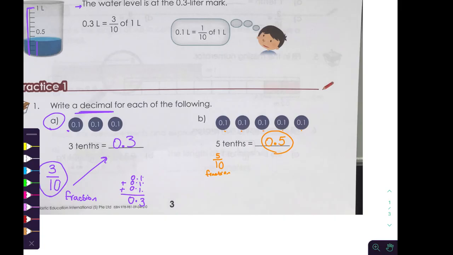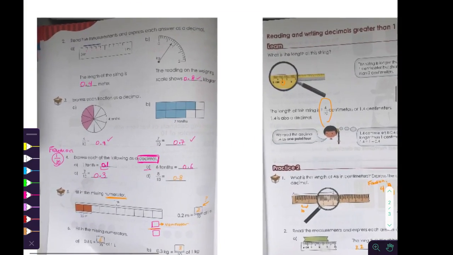5/10 is just a different way of saying it. So you have to look at the question. What is it asking you to write down? Is it decimal, fraction, or what? Okay, perfect. Are you ready to go for the next page?